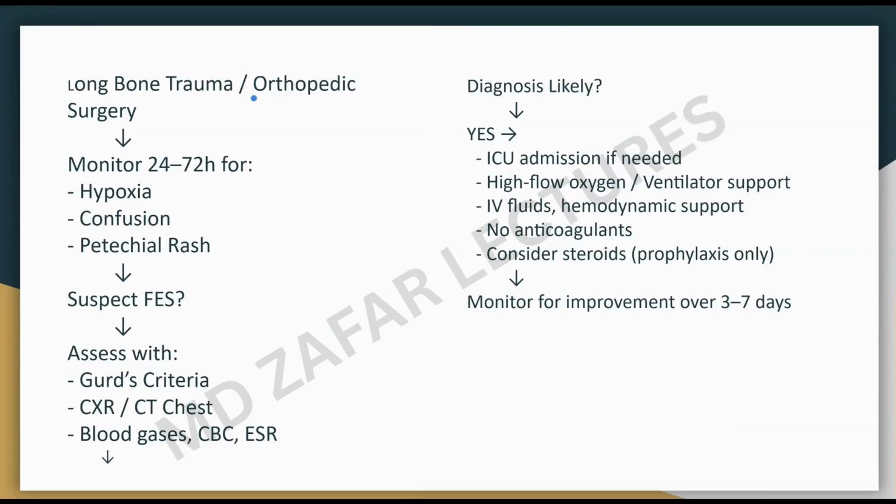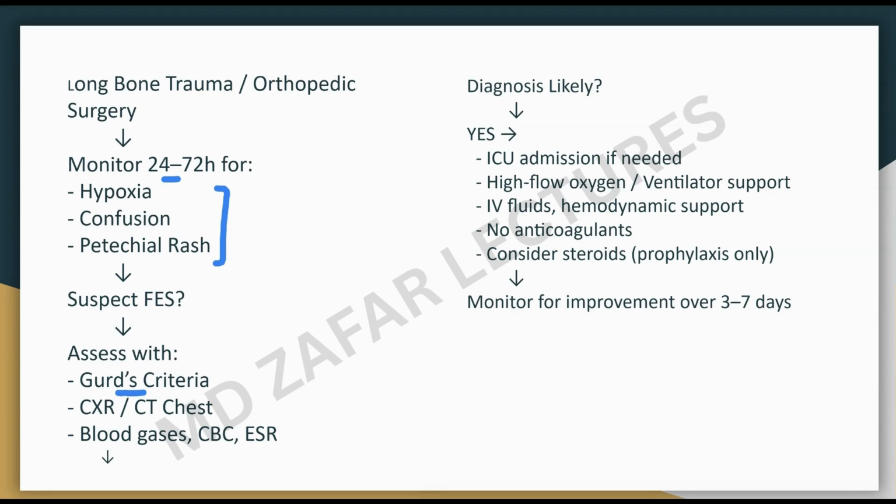Now again, I have made a flow chart to help you in the MCQs. So if there is a long bone fracture, or if there's an orthopedic surgery and the patient was under your observation and within 24 to 72 hours, they develop hypoxia, confusion, or a petechial rash. Now this triad is very important. This is also known as the Gurd's criteria. Now Gurd's criteria include this triad. That is, I have explained previously that the 3 major criteria plus 1 minor criteria or 2 plus 2 is going to be the key giveaway for fat embolism.